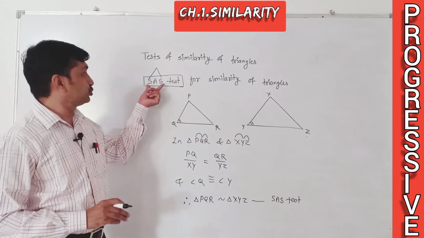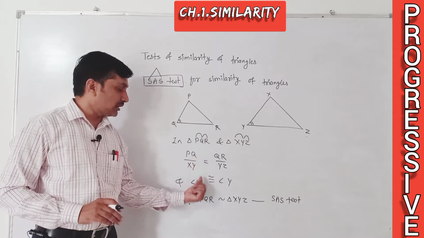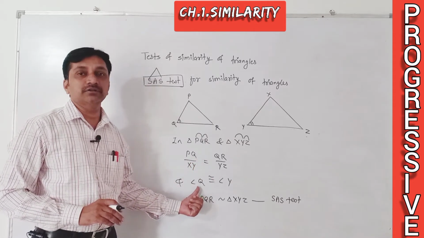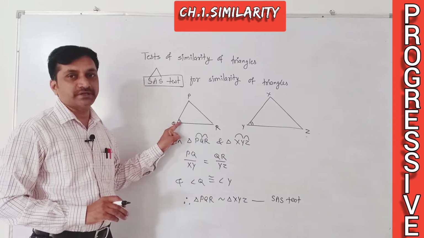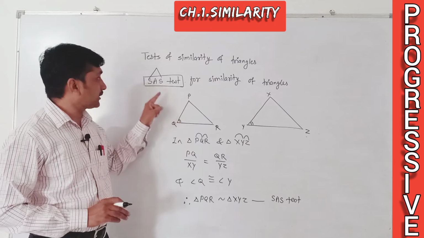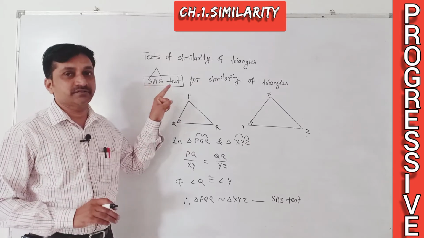SAS: two sides are in proportion and one included angle is congruent. Included means that angle should lie between the two sides. It's called the included angle. And this is the SAS test.